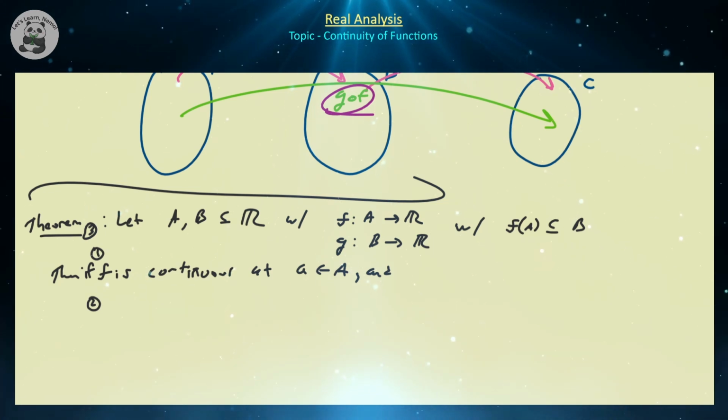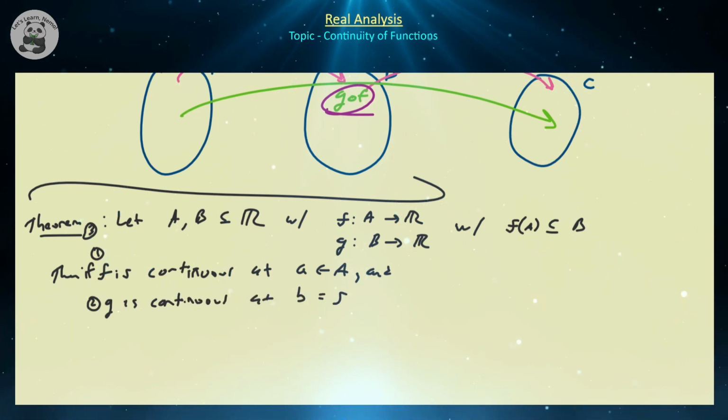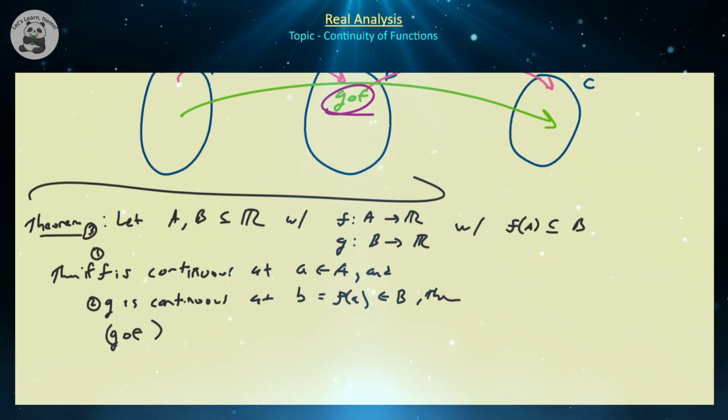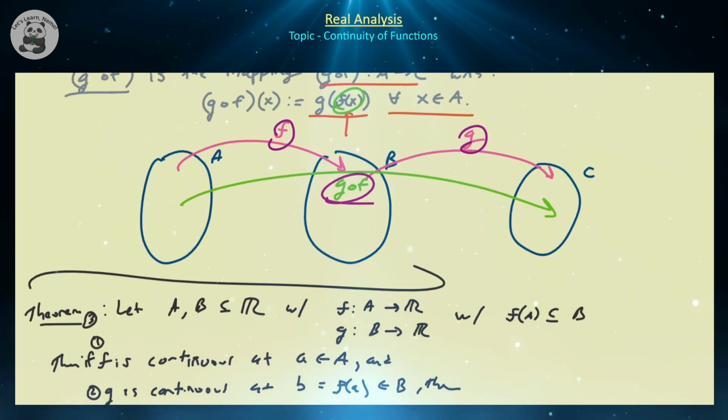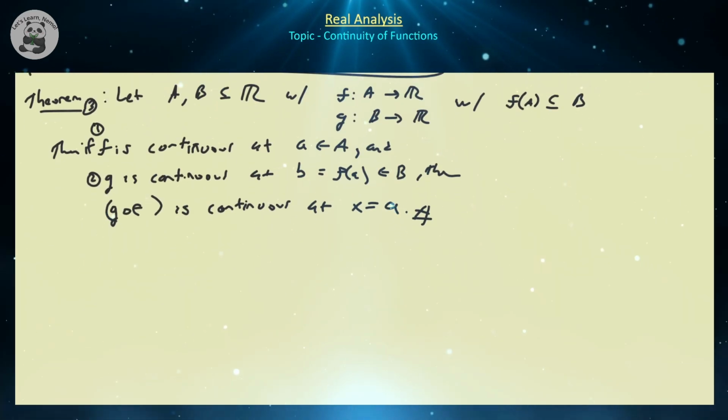Then if f is continuous at a in the set A, and g is continuous at b, which keep in mind is just f of a, in the set B. If both of these things are true, then g composed with f will also be continuous at x equal to a. Right? So that's how to prove that the composition of functions is continuous at a point.